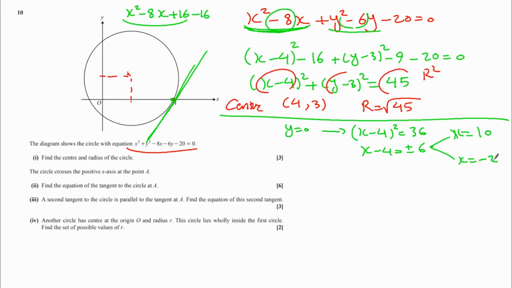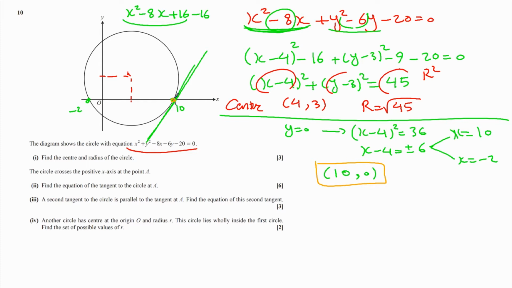And as you can see, again, we have the consistency. This is minus 2 and this is plus 10. So if we have plus 10, we could put that x equals 10 in as a point. So this would be 10 and 0. So this is the point that the tangent will pass through, point 10 and 0.